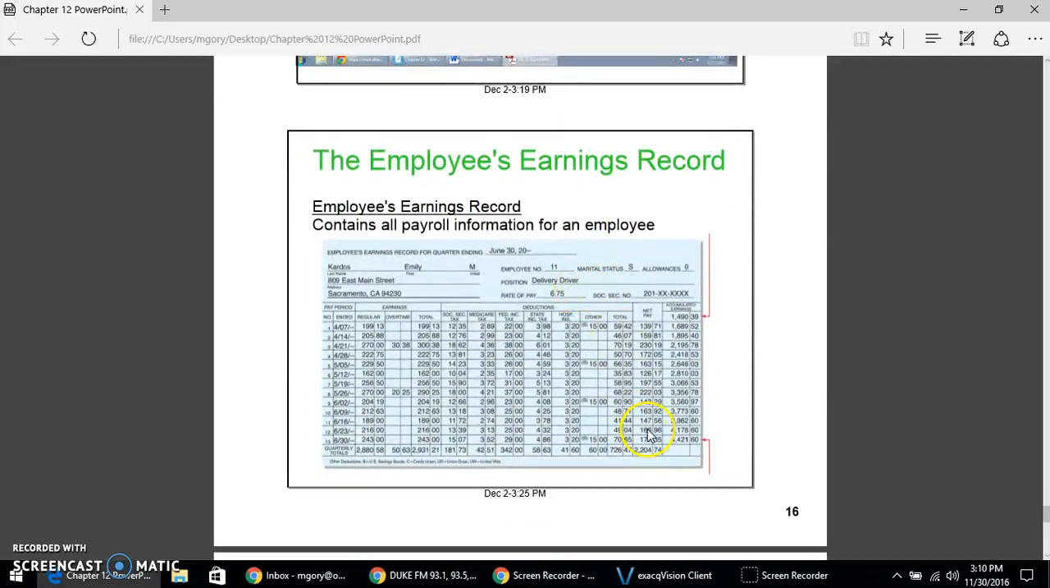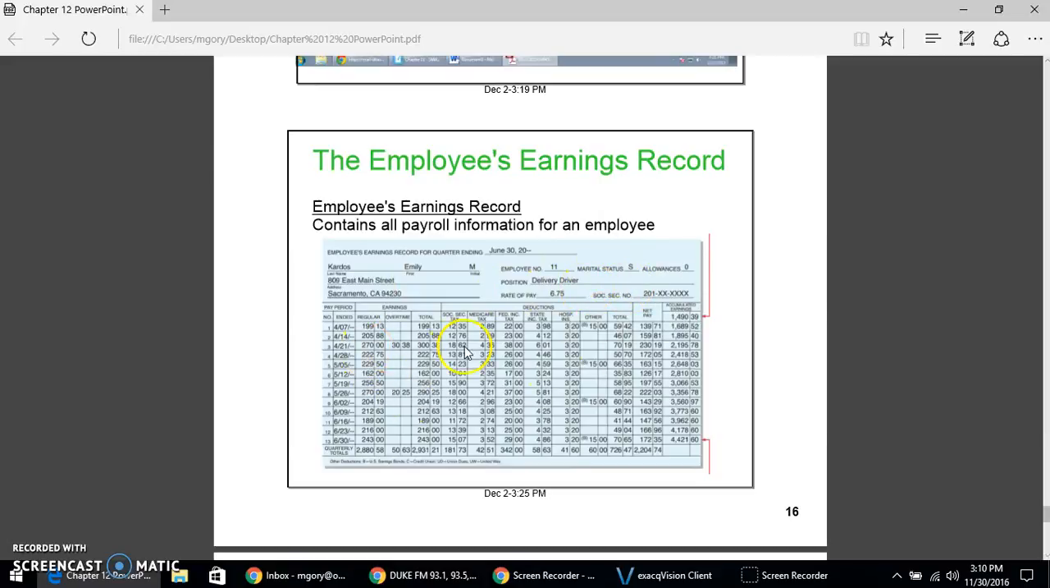Now, the other record that is taken care of by the payroll department is the employee's earnings record. This is going to contain all payroll information for each employee. So there's an earnings record for every single employee that is working for the organization. If you take a look here, we have all of the employees' information at the top: Social Security number, date, name, address, and so on and so forth.